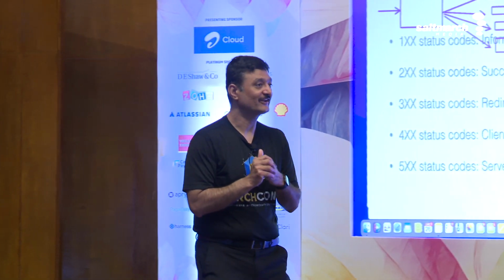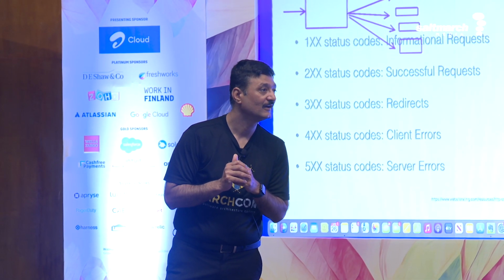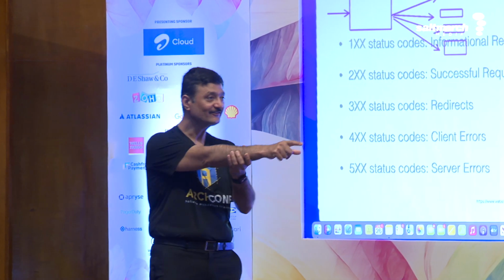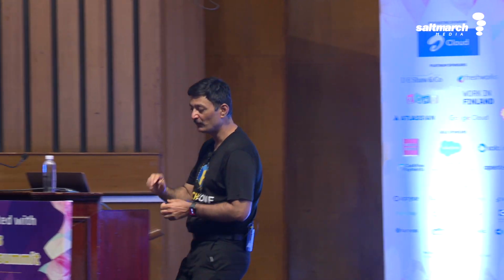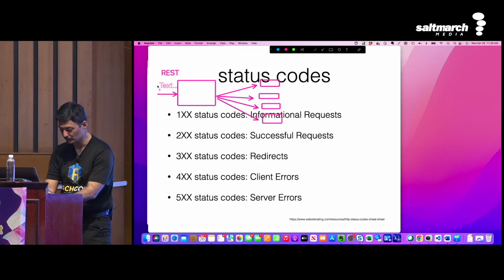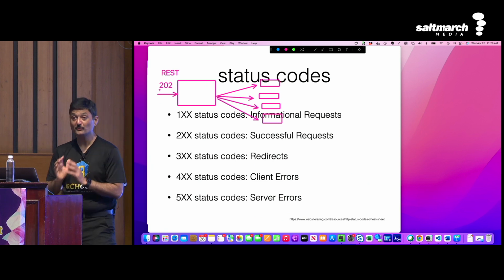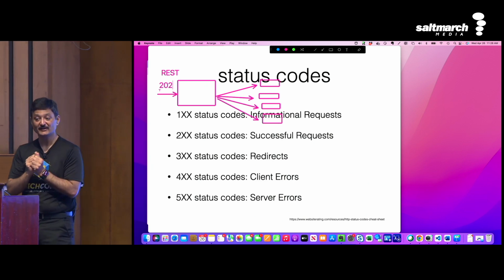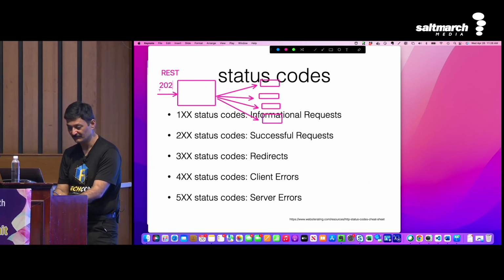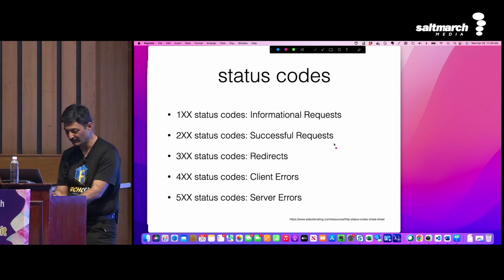This is the REST API. Asynchronously you do. So what he's saying is do 202. Okay? 202 means we have accepted your request. Now we are working on that particular request. Okay? So that's an important thing to keep in mind when we are working on it.